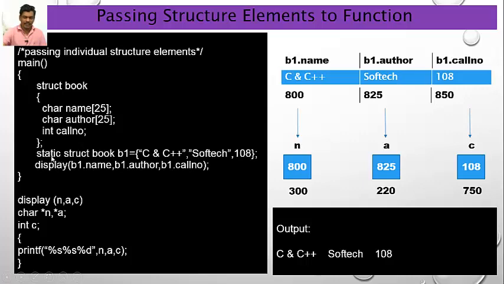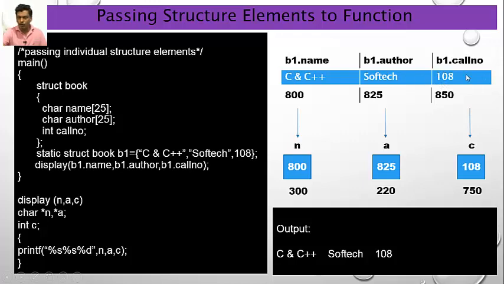Here we declare and initialize the values. Static struct book b1, where b1 is a structure variable, equal to "c and c++". That "c and c++" is assigned to b1.name. This is the memory mapping of b1. b1 consists of 3 locations: b1.name, b1.author, b1.call number. b1.name consists of 25 bytes. b1.author occupies 25 bytes. b1.call number occupies 2 bytes.